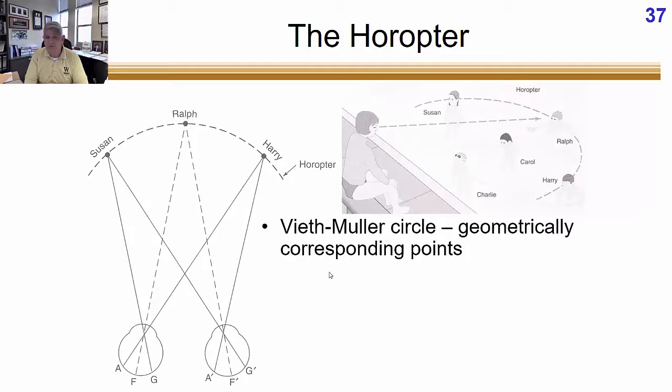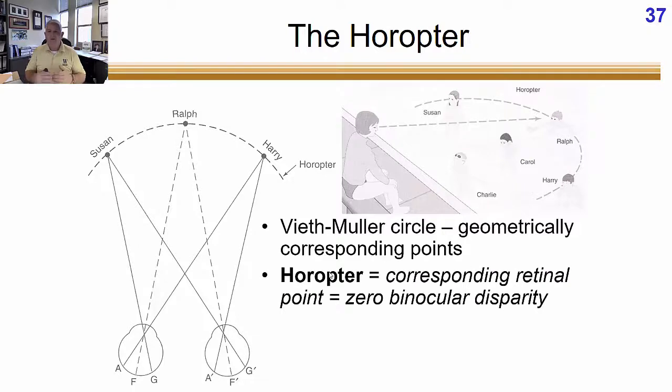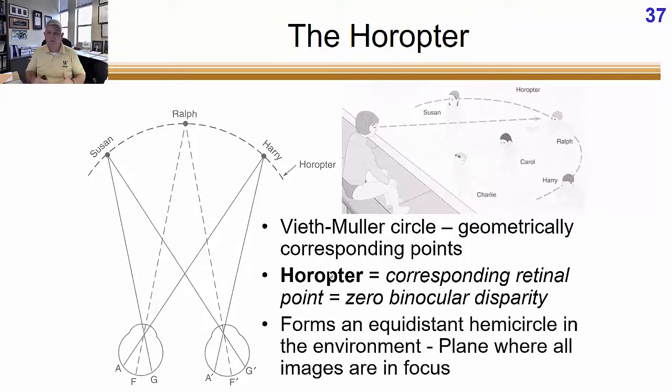It also is sometimes called the Weissmuller circle, and it is the plane of focus where images are falling on corresponding retinal points. There's 0 binocular disparity, and everything in that plane of focus is equidistant from us, right? So in the image above, the lifeguard's looking at Ralph, while Susan and Harry are also in the horopter, so they are an equal distance away from her. Carol and Charlie are going to be falling on non-corresponding retinal points.